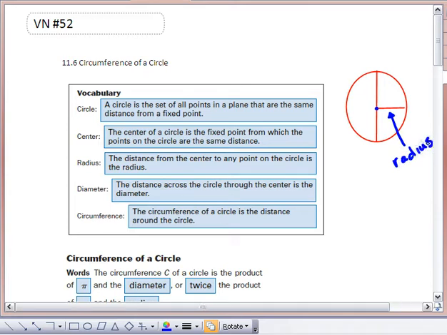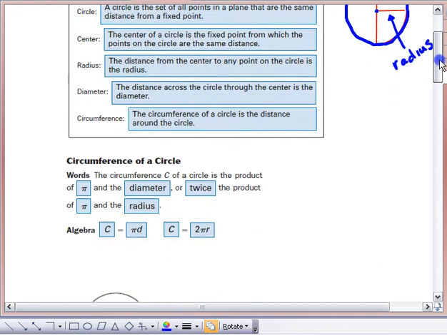The distance across the circle through the center is called the diameter. So the line that goes completely across the circle is what we call the diameter. The circumference of a circle is the distance around the circle. It's kind of like finding the perimeter of a circle, but we call that circumference. So if I were to go all the way around my circle, we would call that the circumference.